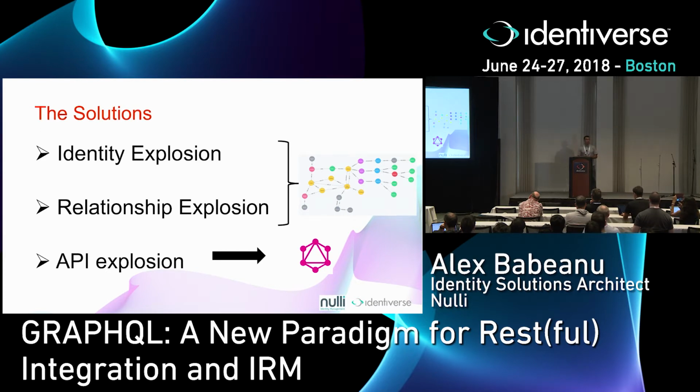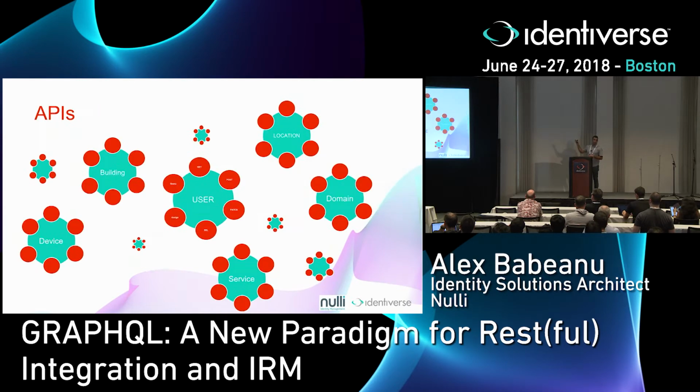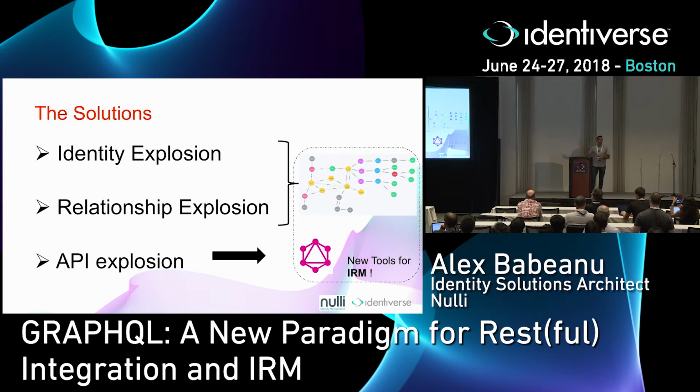For the API explosion problem, we believe that GraphQL can provide a solution, and that's the logo for GraphQL, that little thing. So at last, GraphQL, that's where we'd see it fit. Together, we believe that these are two new tools for identity relationship management. Properly used, they can solve our problems.